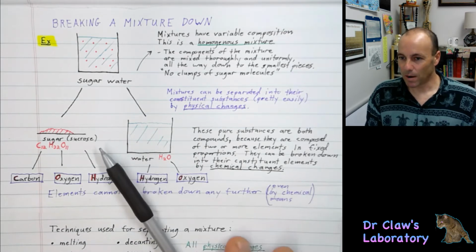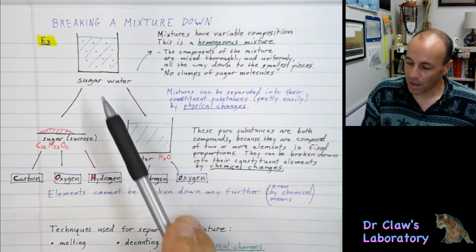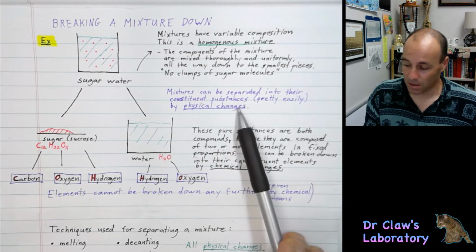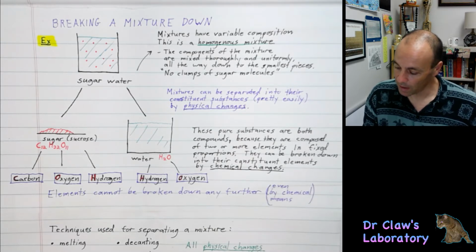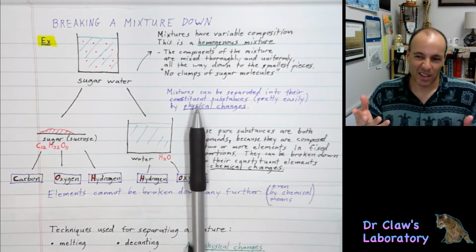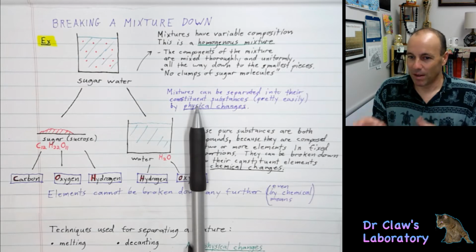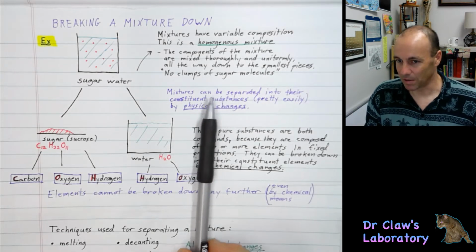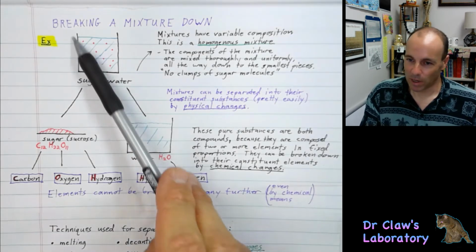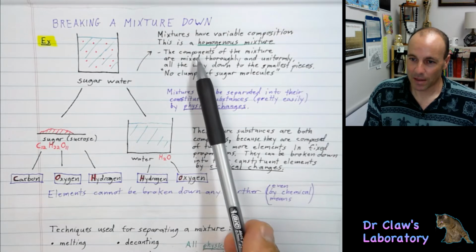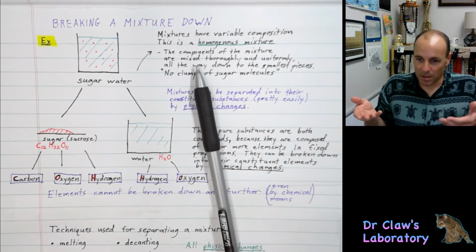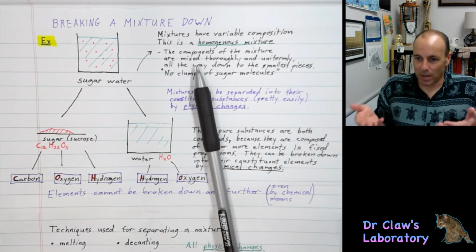And it doesn't require any crazy chemical reactions. Mixtures can be separated into their constituent substances by physical changes. Physical changes are like boiling, evaporating. We're not changing the identity of any substances when we do physical changes. So the way you would separate sugar water is you would boil off the water, and you collect that somewhere else, and then you're left with the sugar residue inside of the container. So that would be one way to separate sugar water.